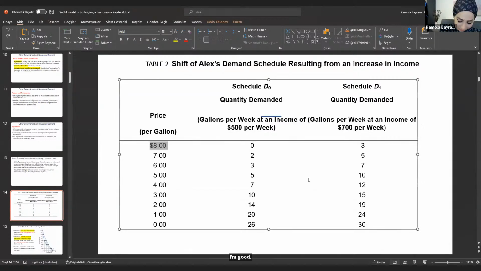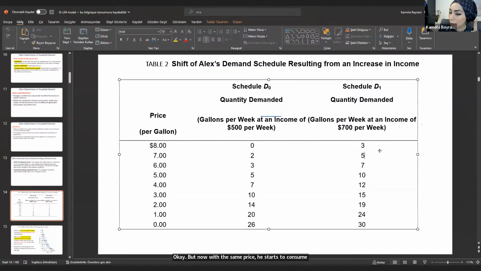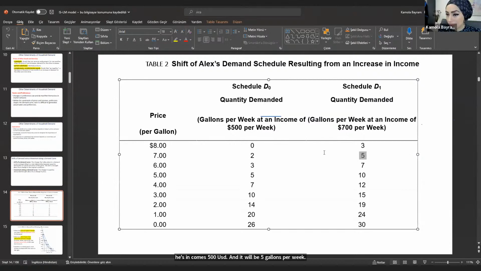Okay. But now, with the same price, he started to consume 3 gallons per week. Price didn't change. What has changed? He got higher income. Same, when the price is 7 USD per gallon, his consumption will be 2 gallons per week once his income is 500 USD, and it will be 5 gallons per week once his income per week is 700 USD, and so on and so forth.